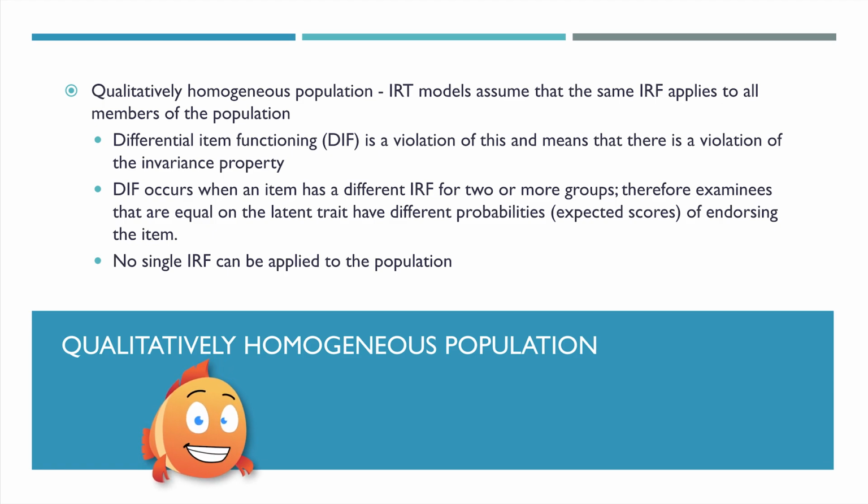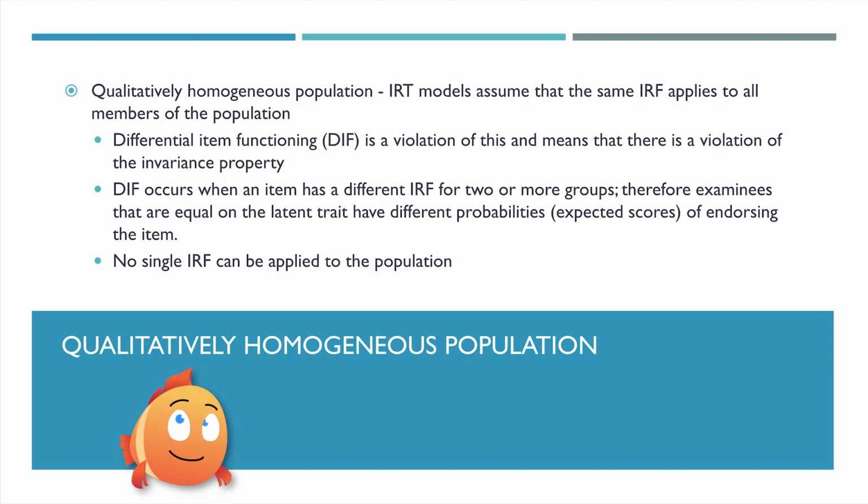And that shows up here in qualitatively homogeneous population data. We assume for our IRT model that everybody performs the same, that they are all acting in similar ways. They may have different levels of ability, but their ability still performs the same for any given level. Now, differential item functioning is the fancy $20 word to describe this assumption violation. And it means that there is a violation of the invariance property. DIF is shorthand for this, and it occurs when an item has a different item response function for one or two or multiple groups. And therefore, examinees who are equal on the latent trait have different probabilities or expected values for endorsing that item.